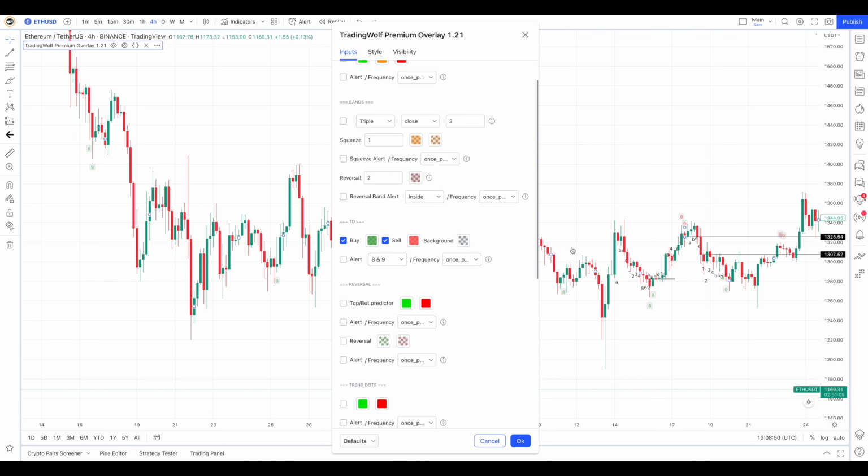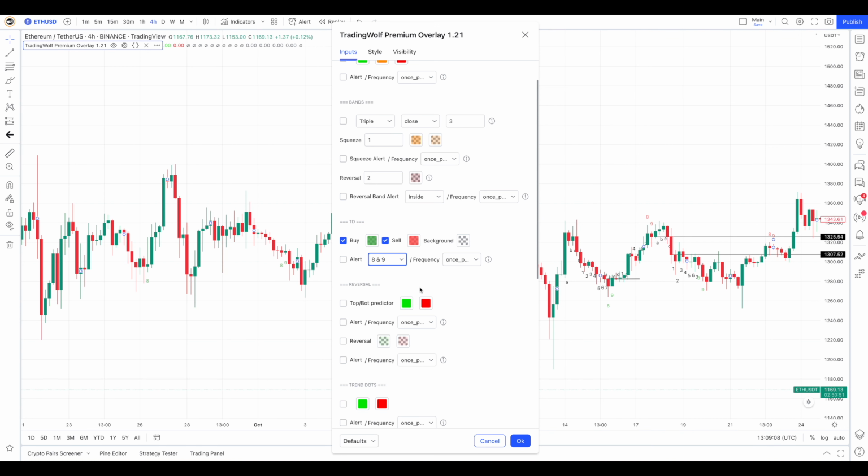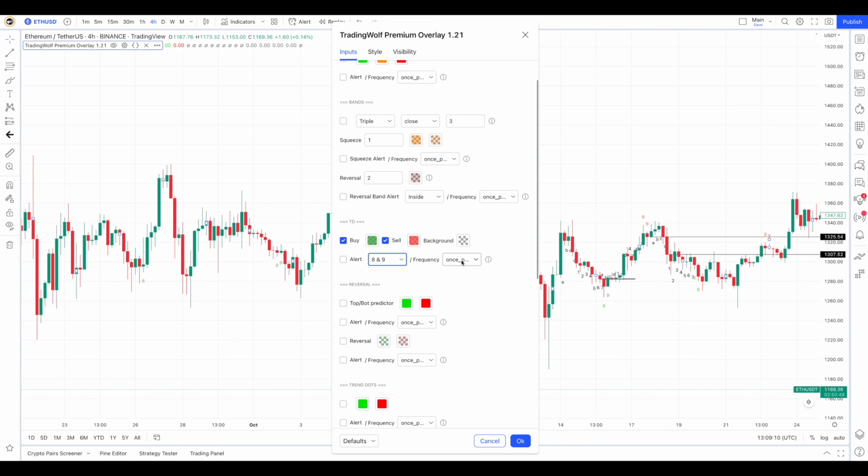If you don't like the little label in the background, which makes the text a bit more prominent, you can simply turn the opacity to 0, and then you'll notice that this will disappear. For the alerts, you can choose to get an alert on 8 and 9, or just have an alert for 9. So this would trigger as soon as an 8 appears, and then you'd also get another alert on the next candle. Once again, you have the option to choose once per bar close, or both.